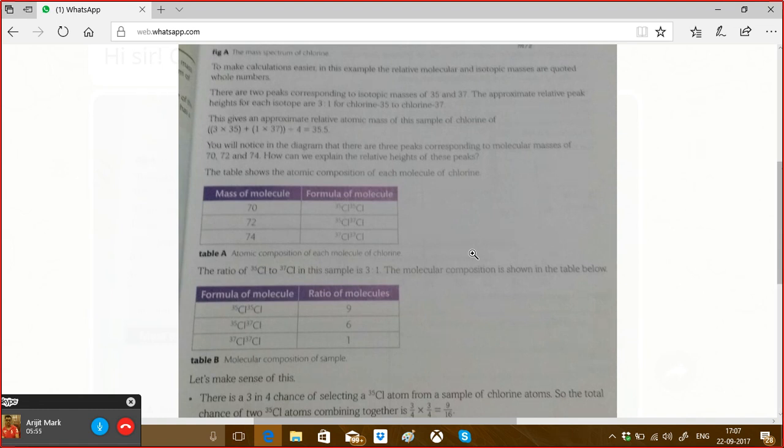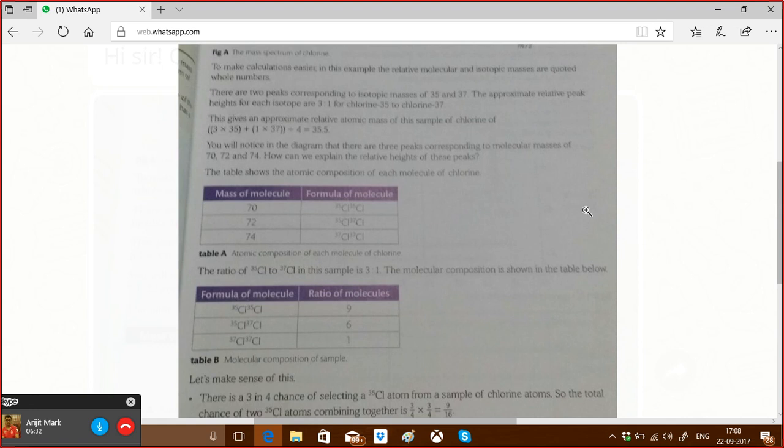For chlorine, 2 chlorine, 37. The given this gives an approximate relative atomic mass to this sample of chlorine. Okay, so if the ratio is 3:1, so 3 × 35 plus 1 × 37 divided by 4. Oh, it's also a type of new thing to me also. Yeah. Yes, this is in my GCE A-levels, this chapter.